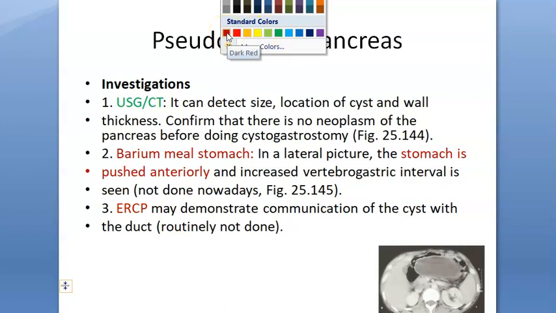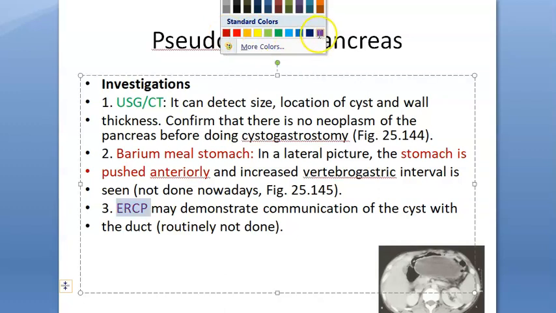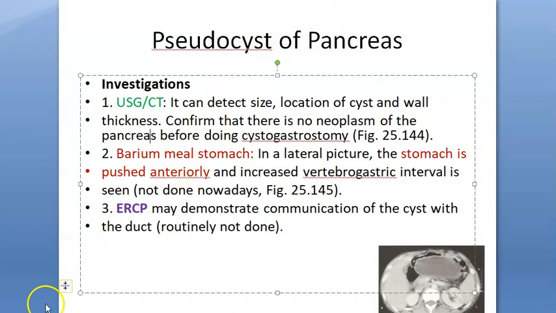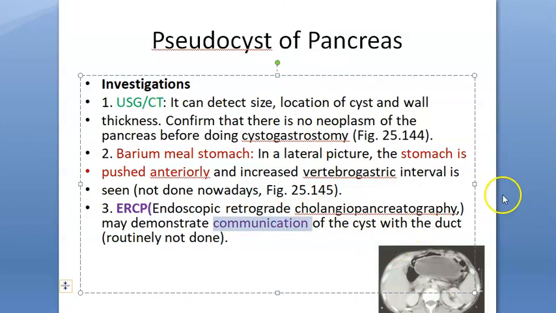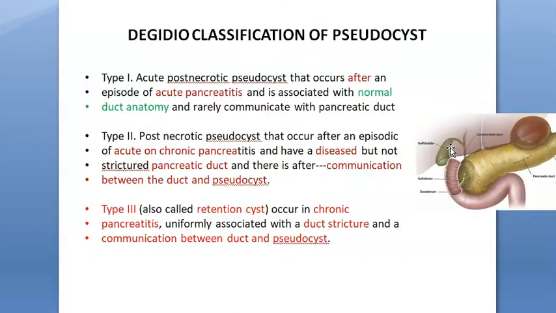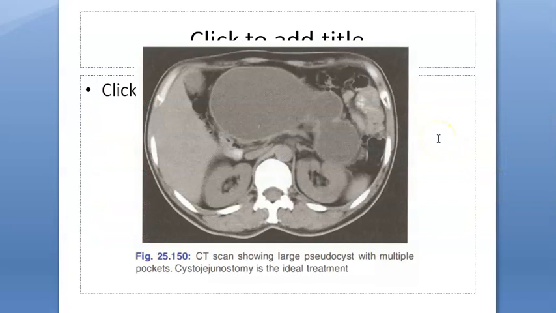Endoscopic retrograde cholangiopancreatography, isn't it? This is something we had studied last time, in acute pancreatitis and all that. This may demonstrate communication. We don't like communication. It becomes type 3, isn't it? That is DeGiDio. Now let's move on, guys.